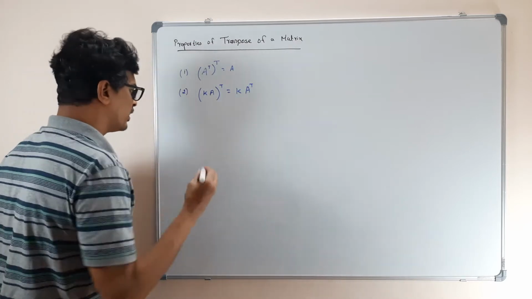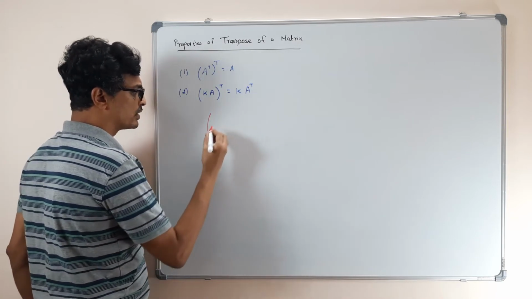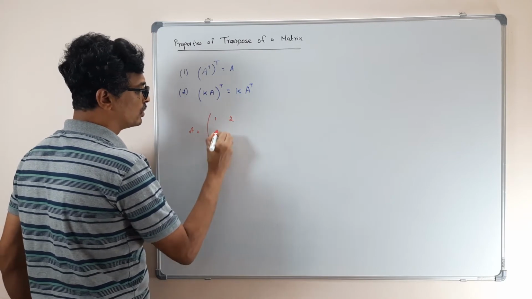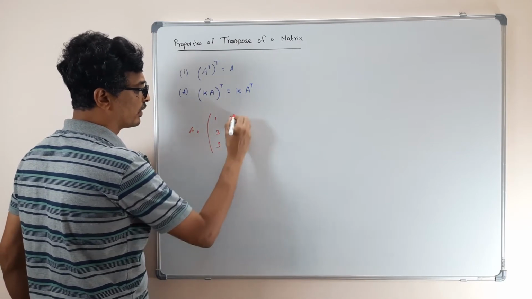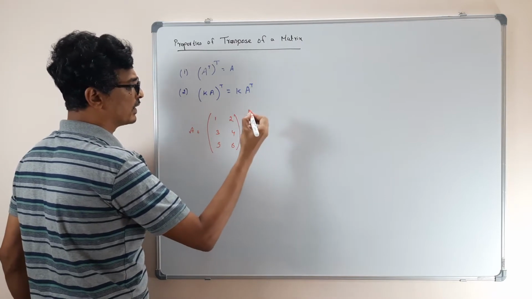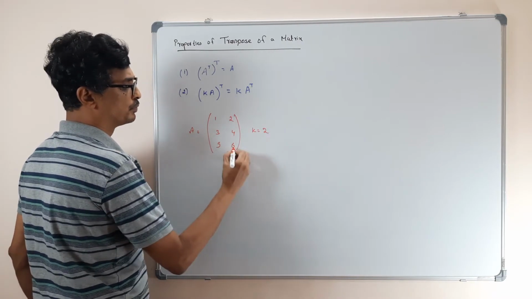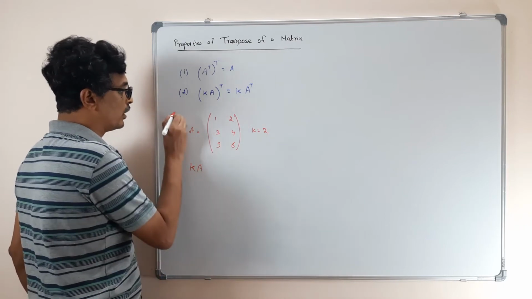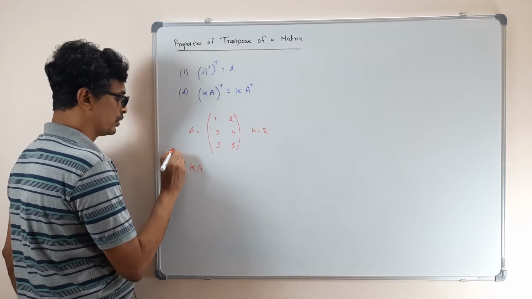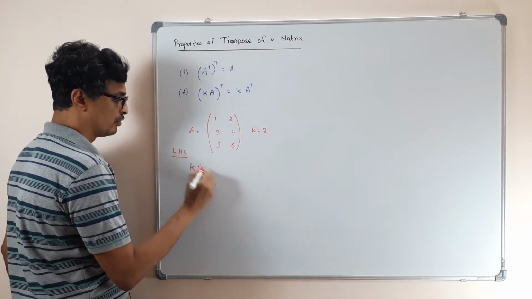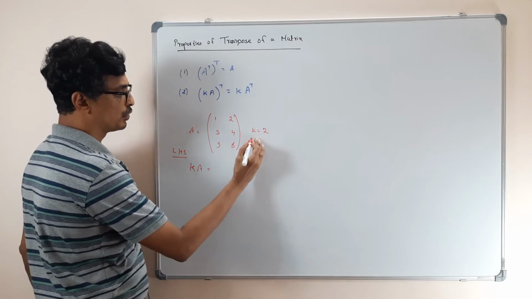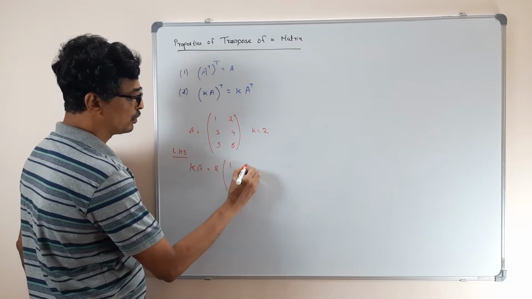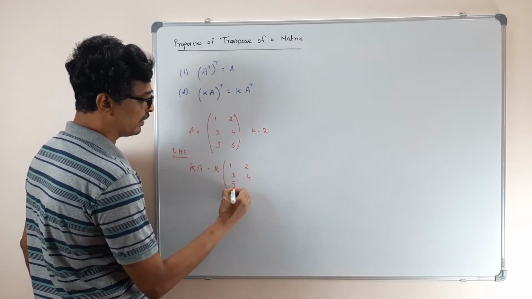Try it out. Let us take the same matrix A. Let A be equal to 1, 2, 3, 4, 5, 6, and let K be a simple number, 2. So then what is KA? I am doing the LHS. What will be KA? K equals 2, and A is this one, right? So 2 into 1, 2, 3, 4, 5, 6.